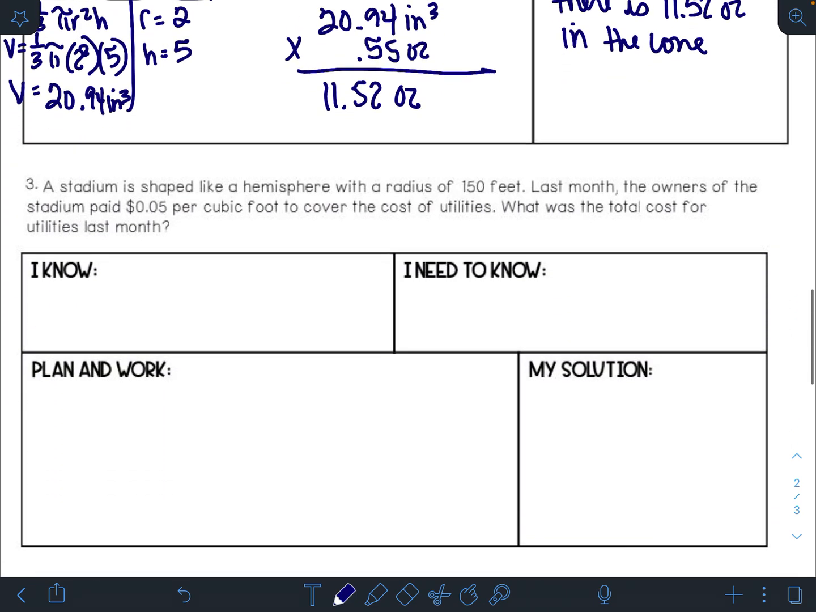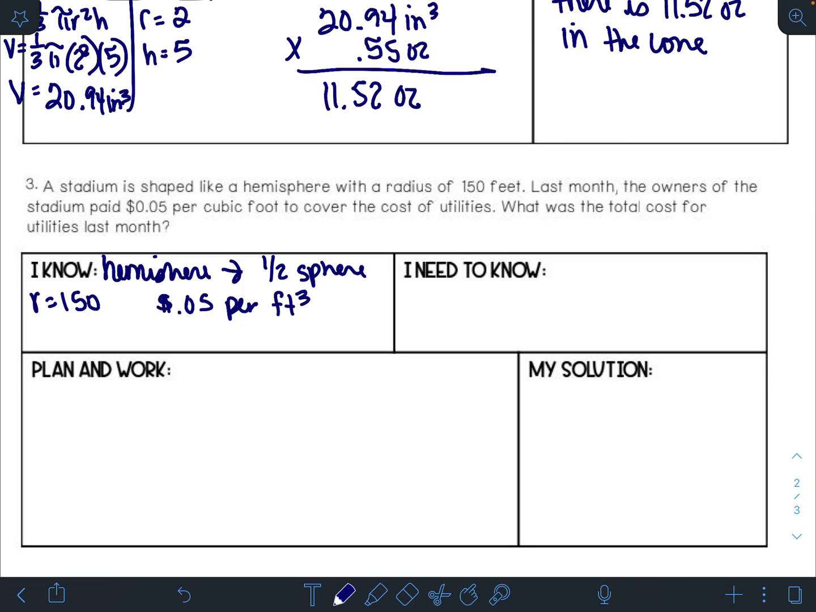The last one: a stadium is shaped like a hemisphere, which is half of a sphere, with a radius of 150 feet. Last month, the owners of the stadium paid $0.05 per cubic foot for utilities. What was the total cost of utilities last month? So I'm looking for the cost of utilities.